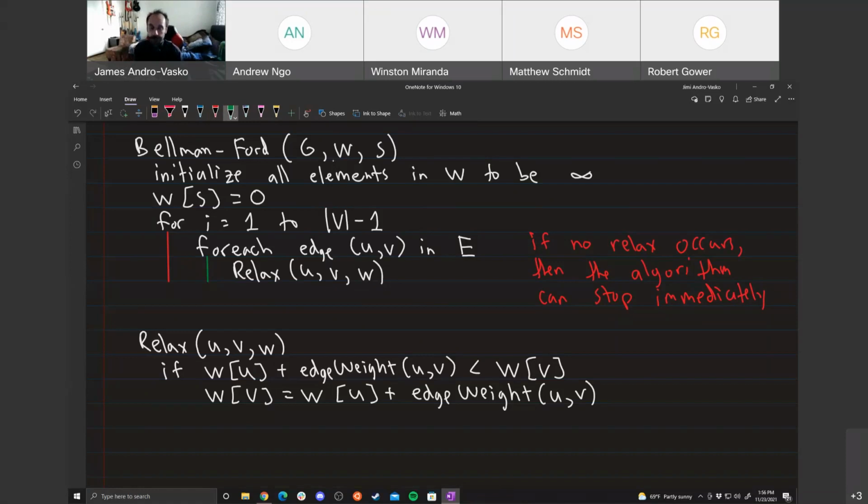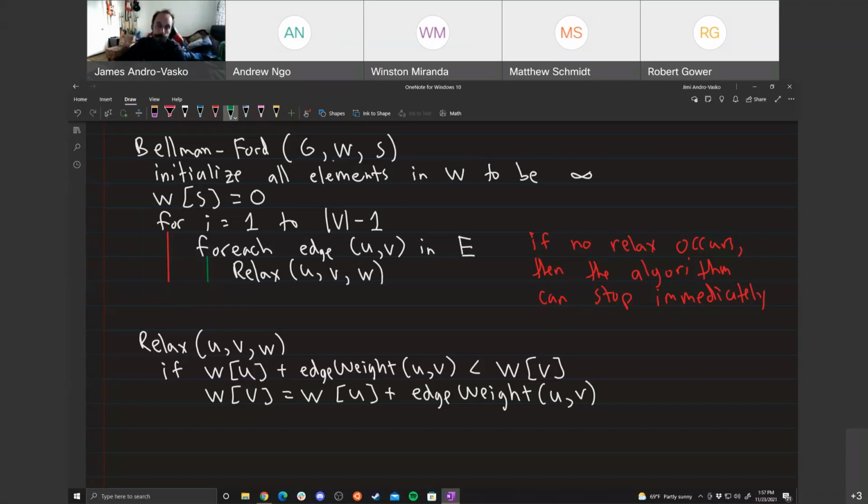But in the worst possible case, we're going to have to run this V minus 1 number of times, because the minimal weight path cannot be more than V minus 1 edges in that path. If it's more than that, that means you have a negative cycle in your graph. So the minimum weight path will have no more than V minus 1 edges along that path. But if we do this for each loop, and for every edge we never have to do relax, that means we're done. We can break out of the loop early.